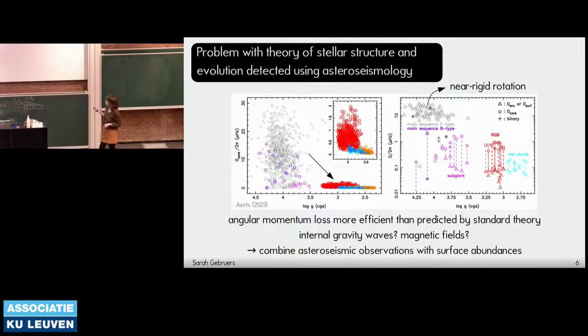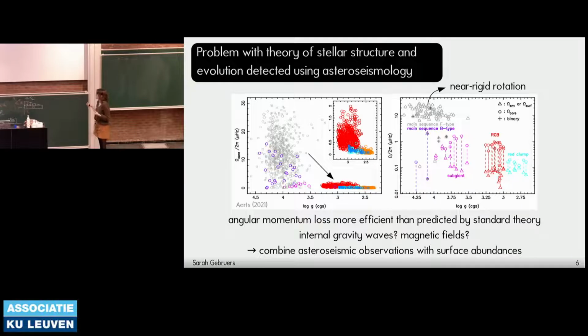But if you go to the more evolved stars, you see that the core rotation rate has decreased by a lot, and it's actually much more than what is predicted by theory. So there is some kind of mechanism happening that causes the star to lose a lot of angular momentum very efficiently, and it's not yet understood what this is. It might be internal gravity waves or magnetic fields, but we don't really know.